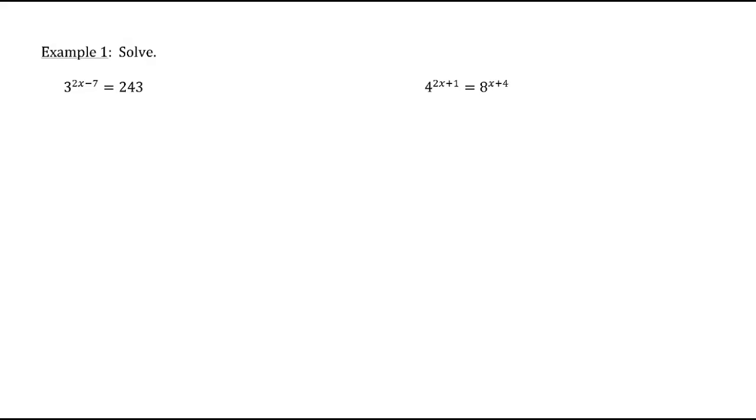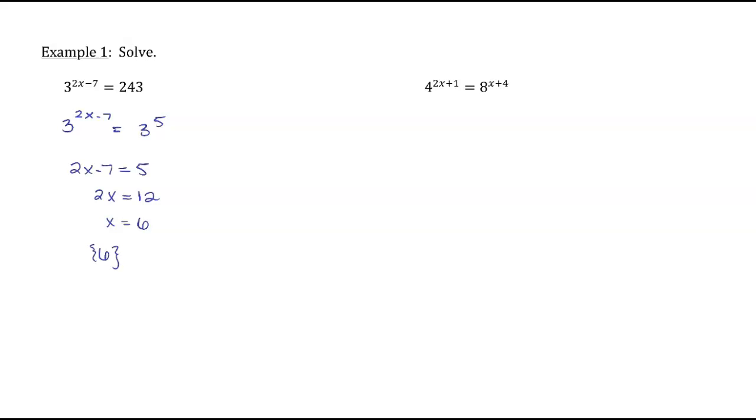Starting in example 1, we will solve these two equations where the variable is in the exponent. And we'll start by using a method that we've seen before. Take a look at 3 raised to the exponent of 2x minus 7 equals 243. Since 243 is a power of 3, we're going to write both sides of this equation with the same base. We'll have 3 raised to the exponent of 2x minus 7 on the left and 3 to the 5th on the right. Now we can use the fact that exponents are unique to set 2x minus 7 equal to 5. Adding 7 to both sides, we have 2x equals 12, and dividing both sides by 2, we have x equals 6. So our solution set simply contains the value of 6.